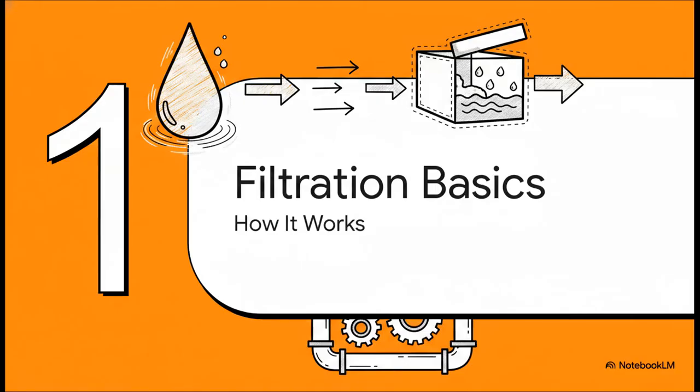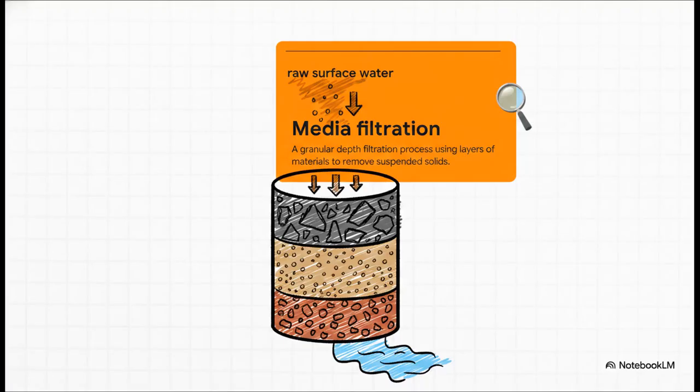How water filtration works. So to really open up the black box of water treatment, we've got to start with something called media filtration. Basically, it's a granular depth filtration process. It uses layers of carefully selected materials. Usually you've got anthracite coal on top, followed by finer silica sand, and then some supporting gravel at the very bottom. As gravity just pulls raw surface water downward through all these layers, the media catches the suspended solids, the dirt, the turbidity, and the result?